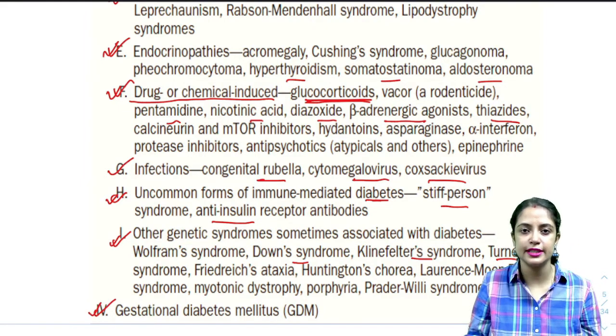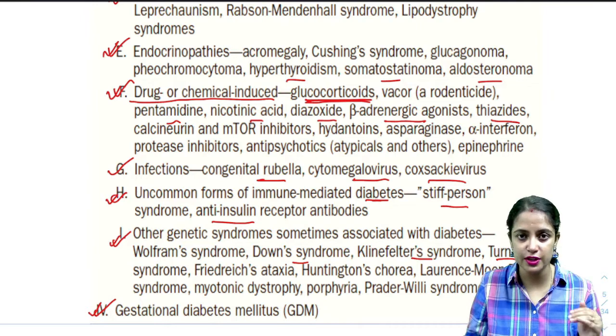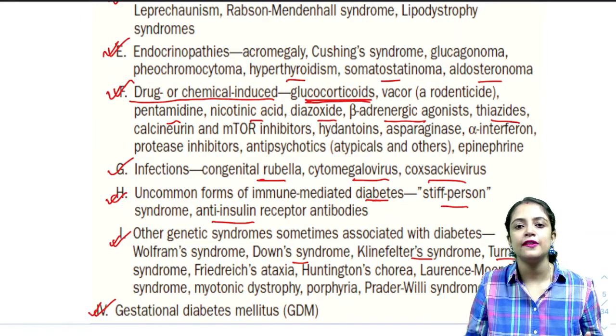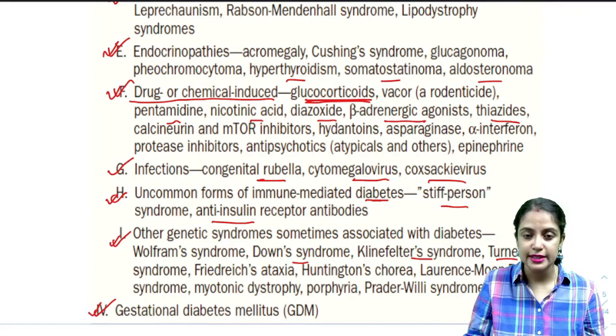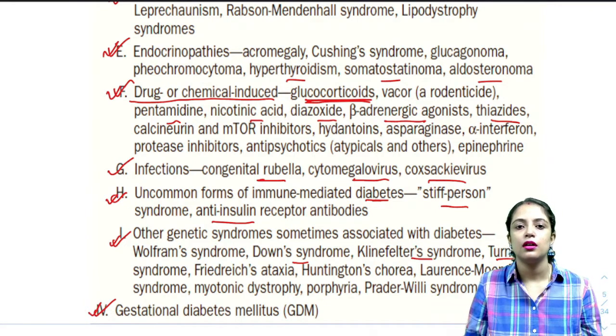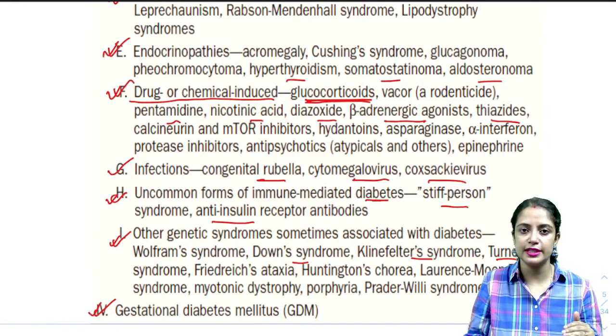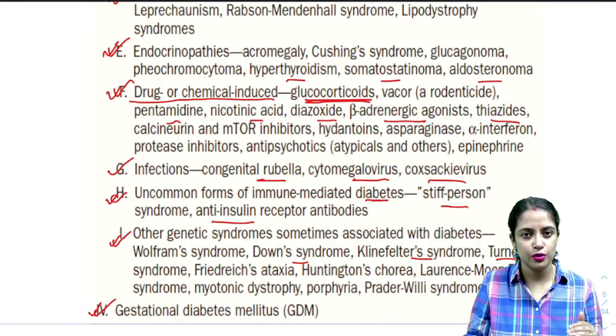Lastly, gestational diabetes mellitus. As the name suggests, gestational means during the antenatal period, a mother develops diabetes. I will discuss the pathophysiology of the common types of diabetes, and regarding gestational diabetes, I will discuss GDM in one of my lecture classes.